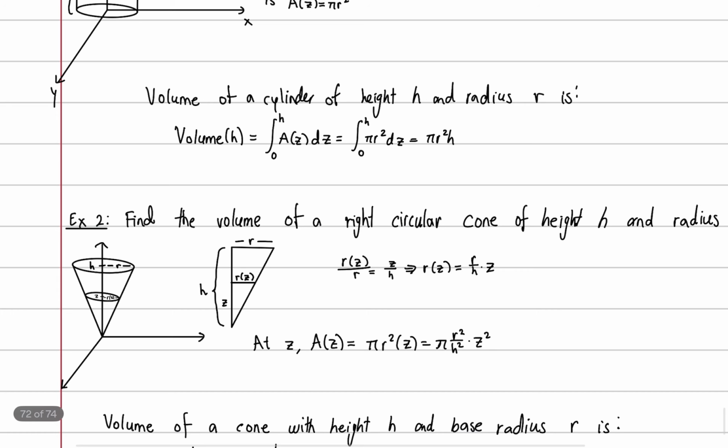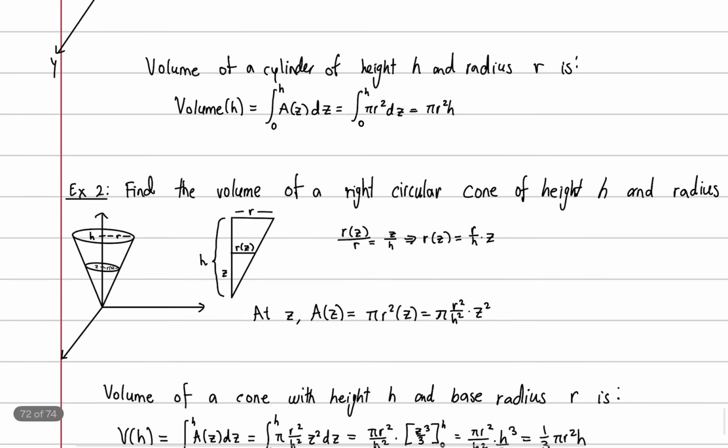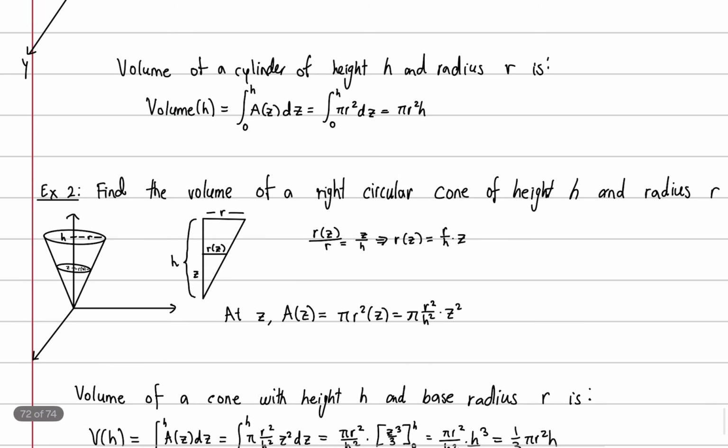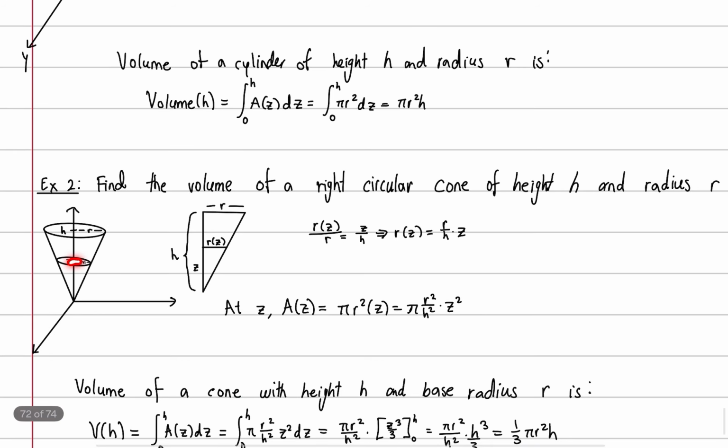Now, example two is actually a dynamic situation: the volume of a right circular cone with height h and radius r. We're going to put the vertex of the cone at the origin, and it's going to be increasing in height, and its radius is also going to increase. You may remember from related rates, we're going to be using similarity. We're going to take any height z, and we have this triangle. We have similar triangles here.